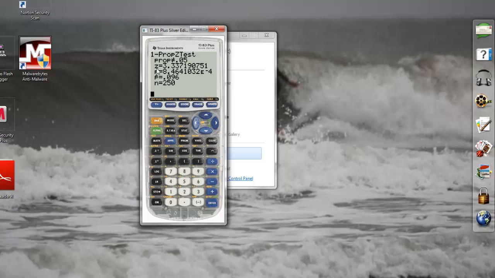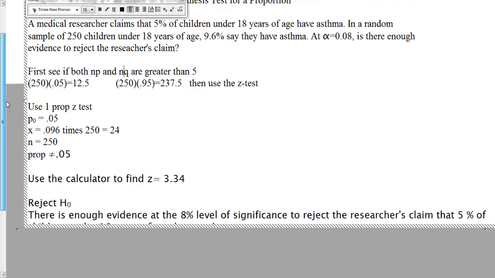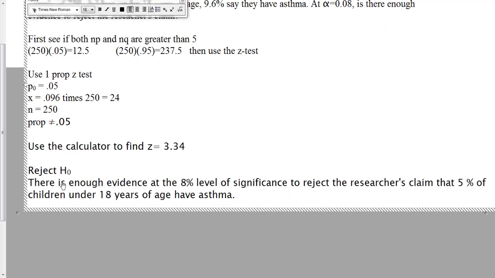And there's your answer. z is 3.337, and I'm going to round that off to 3.34. So let's call that back up and you'll see the problem. And I'm going to reject the null hypothesis. There's enough evidence at the 8% level, and there's where I get my 8% from, alpha, of significance to reject the researcher's claim that 5% of children under 18 years of age have asthma.